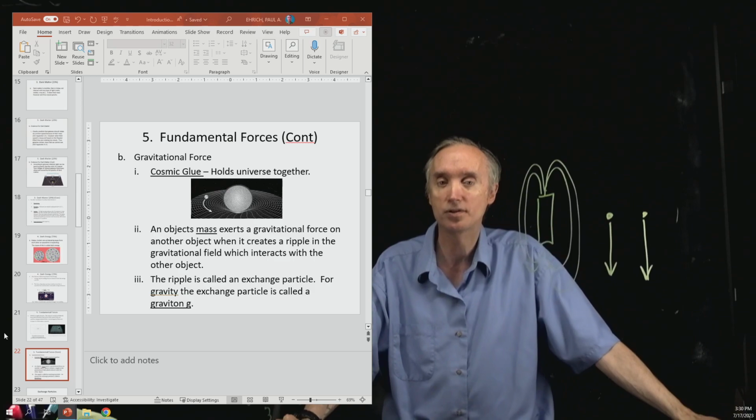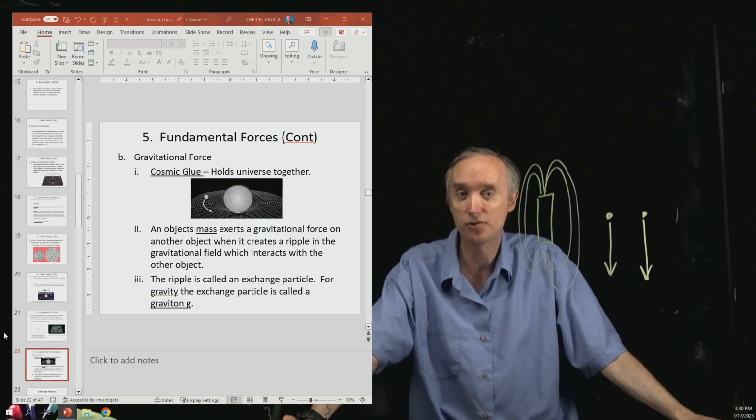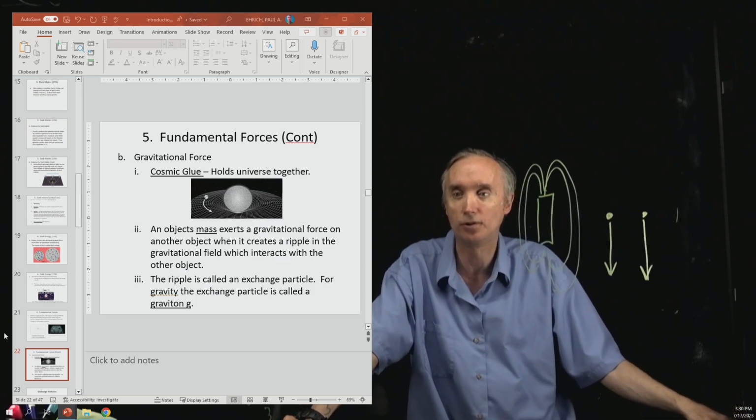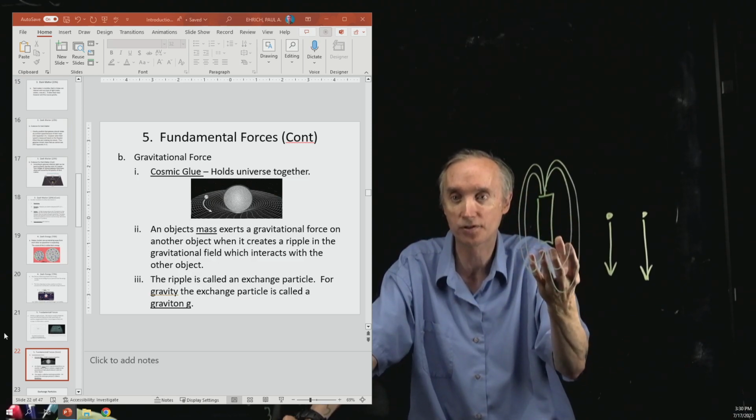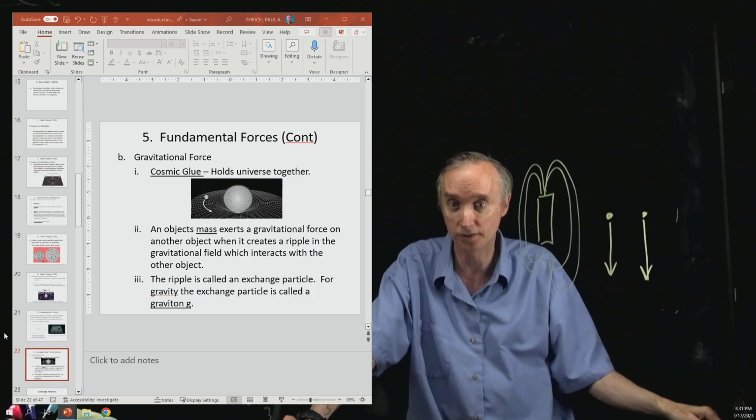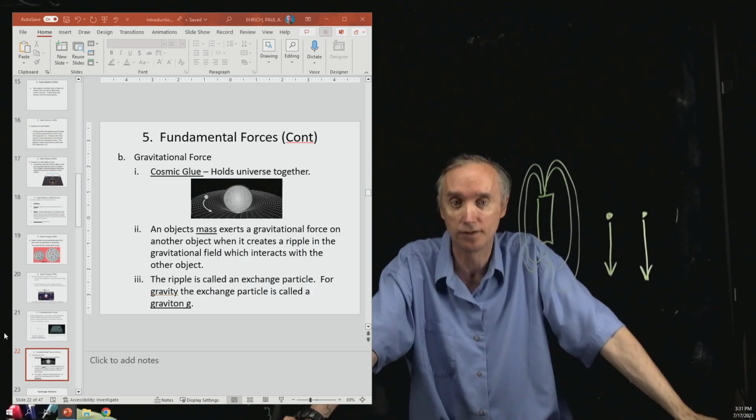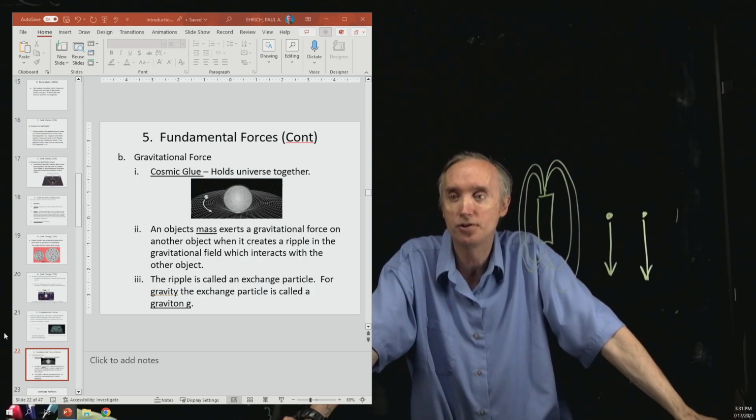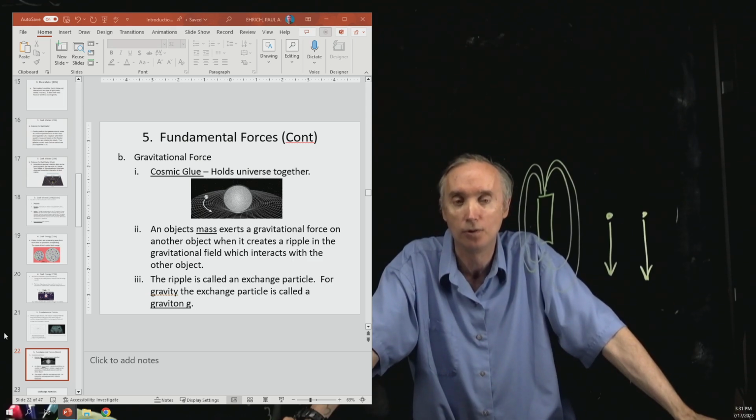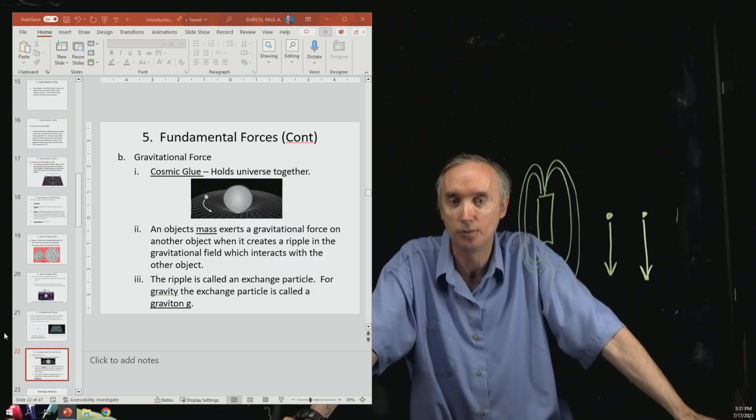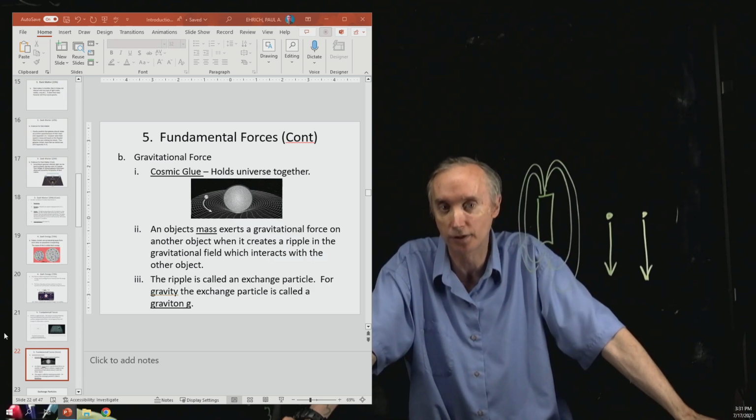And in order to explain gravity, we need to use general relativity. So again, there's a picture of how the mass of a star bends space and time. So that's general relativity. So an object's mass is what causes gravity. And it exerts a gravitational force on another object when it creates a ripple in the gravitational field, which then interacts with the other object.